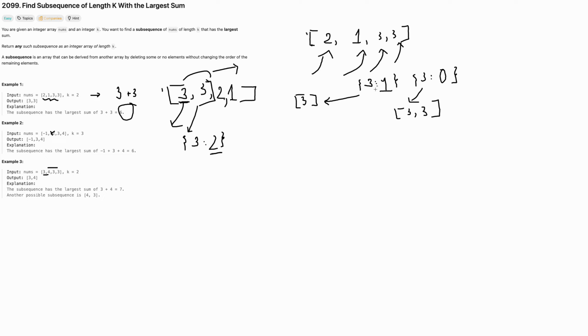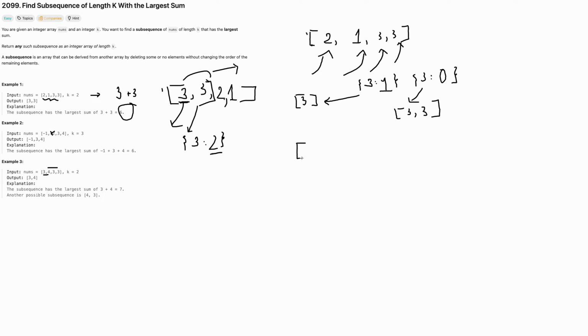Okay, so in this case we can see that we can preserve the order of the elements in the nums as well. Sometimes we can see that the order is sensitive, so we need to preserve the order. So in here as well, let's check with the second example.